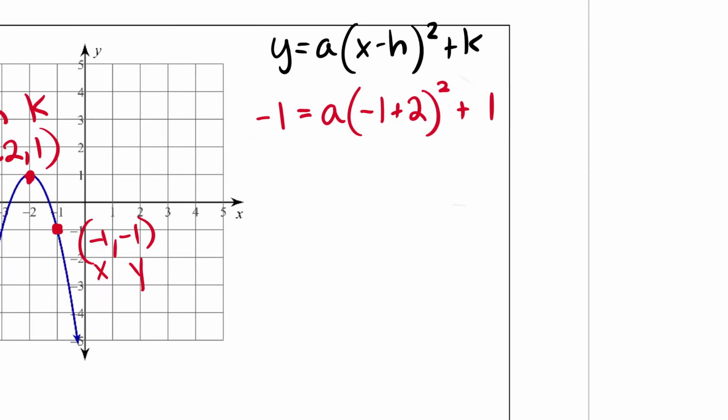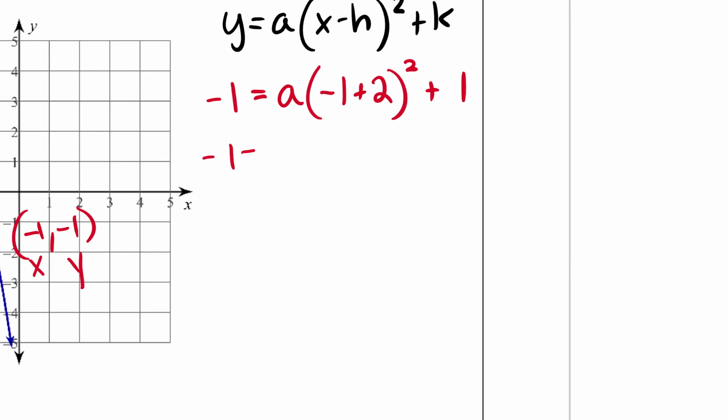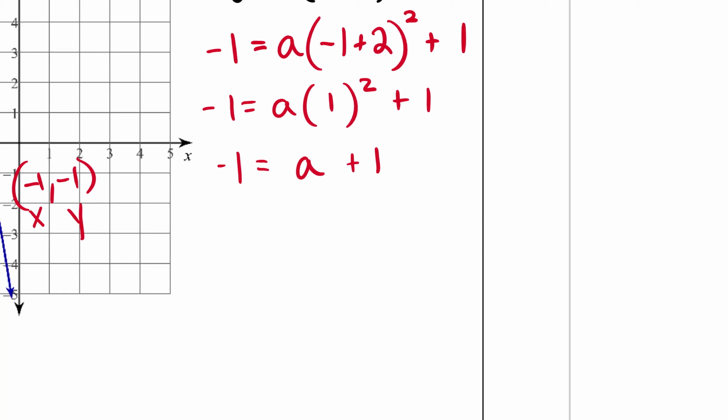And now I solve for a. So -1 equals a times (-1 plus 2, which is just 1, right?) squared plus 1. So that's pretty easy. 1 squared is also 1, so I'm just going to have 1a plus 1. Or if you don't want to write the 1, you don't have to. I can just do a plus 1, same thing. And so, of course, to solve for a, I just do -1 on both sides. So that'd be -2 equals a.